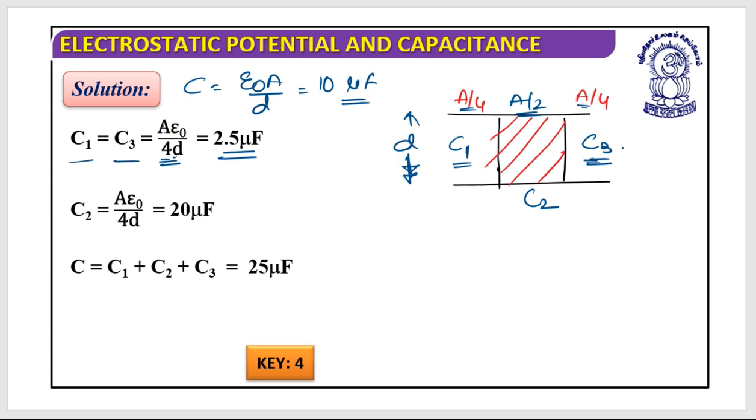Next is the C2, it's epsilon naught A by 2. Here it would be epsilon naught A by 2D. Yes, and if it is epsilon naught A by 2D, it's 5 microfarad. I hope this is clear.